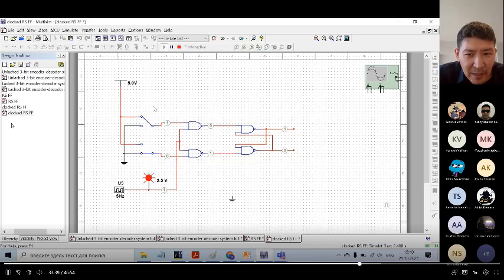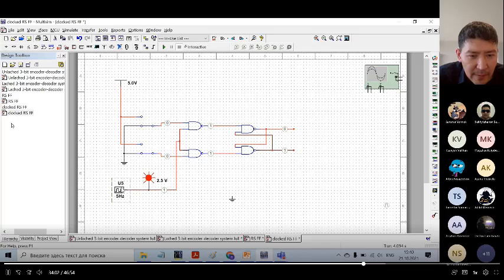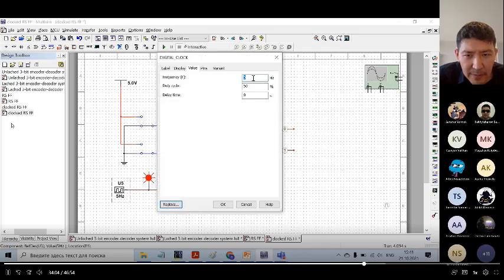Okay, so next I will go to the hold mode. You can see the output is still 1 and 0. But now, guys, maybe it's too fast, but I want you to see this, okay, let me change the frequency to 1.